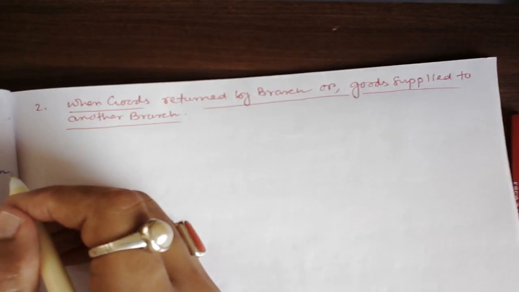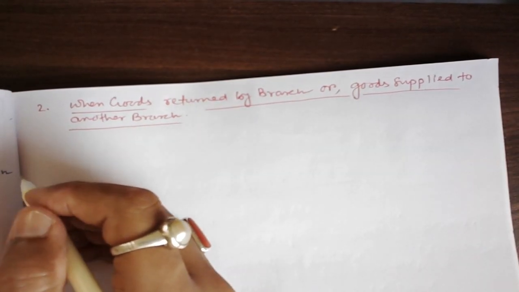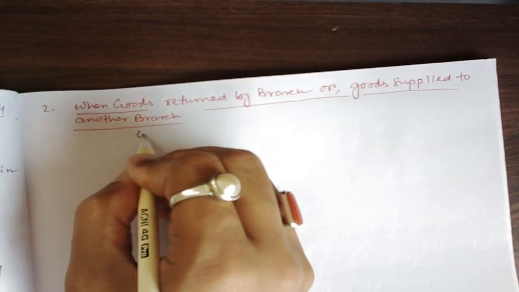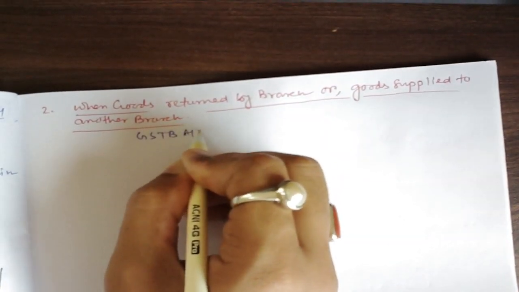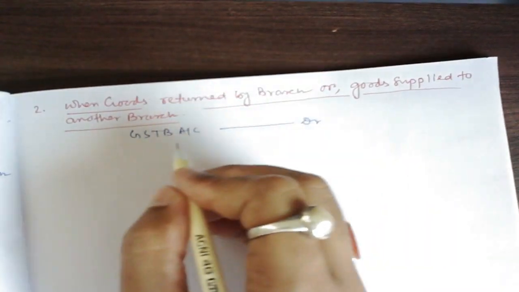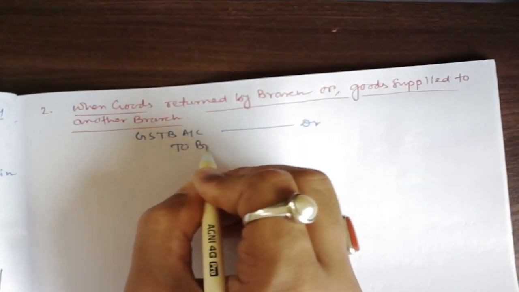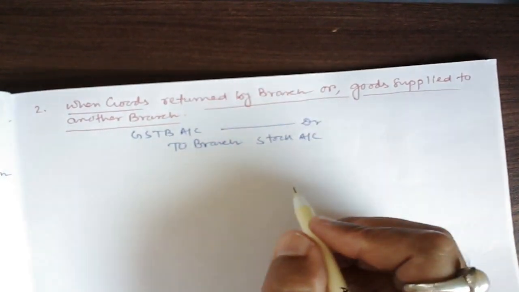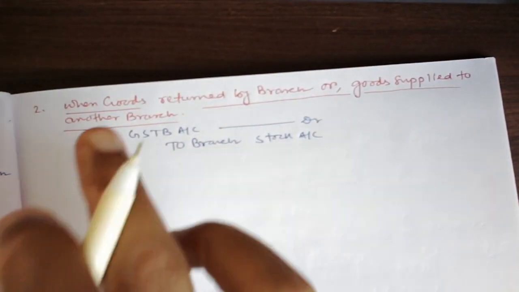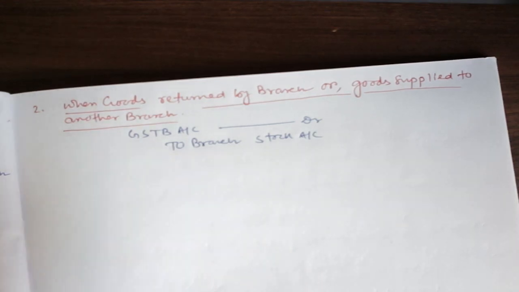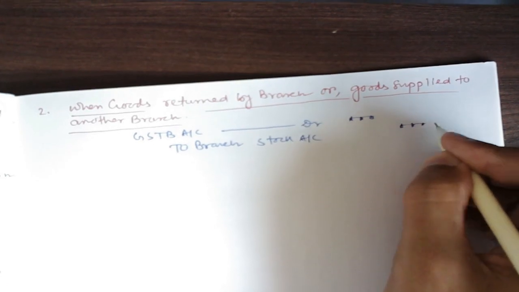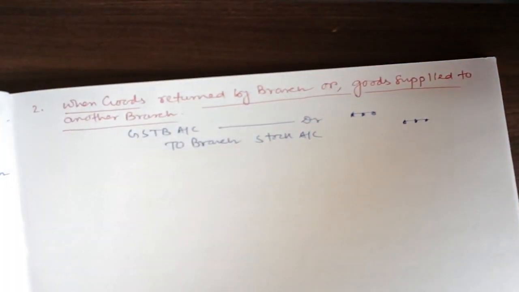In this particular case, it is the reverse entry. GSTB account, goods sent to the branch account, debit to branch stock. When goods are sent to the branch, the entry is branch stock to GSTB. When goods are returned by the branch, it is GSTB to branch stock. Obviously, a reverse entry, when there is a return. Isn't it clear? Supriya, it's clear?